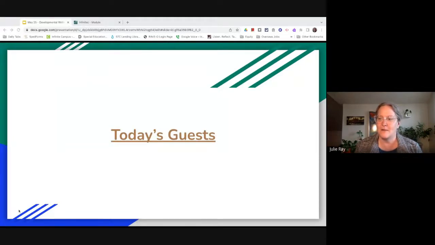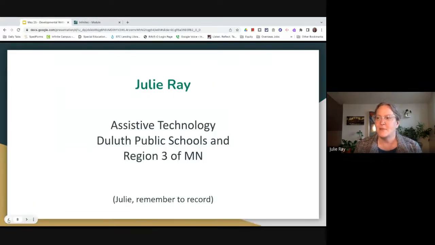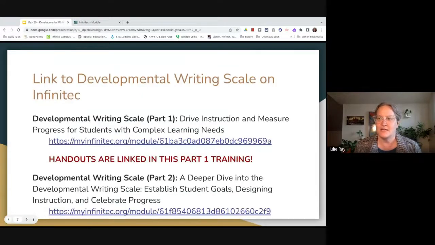I'm going to go back a couple of slides here before I have them fully introduce themselves, but I just want to show you how you can get to that developmental writing scale. It is a copyrighted document. So one way to access that copyrighted document is to go to your account on My Infinitec, and I'll drop a link in the chat window here.